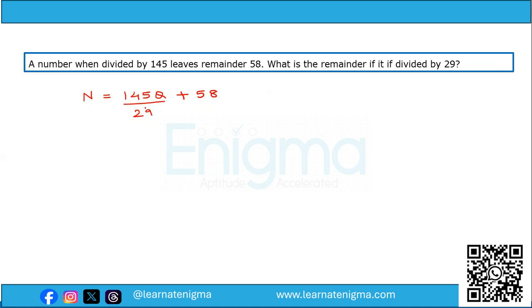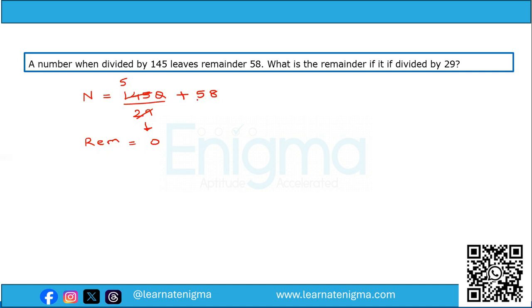So 145q divided by 29. The remainder from this term will be 0 because 29 fives are 145. So therefore, this 5q will be a multiple of 29. Hence, the remainder will be 0.